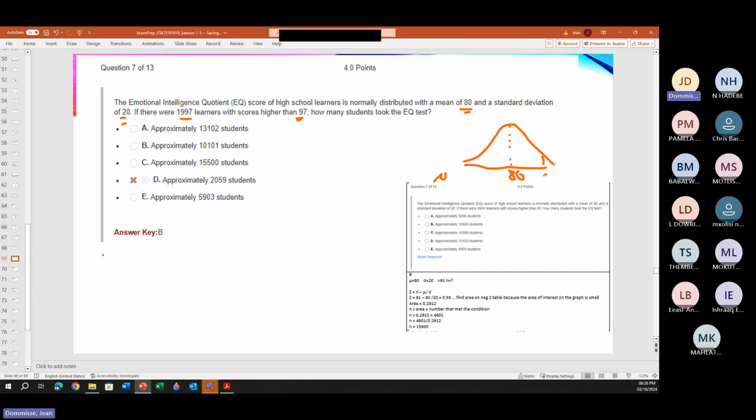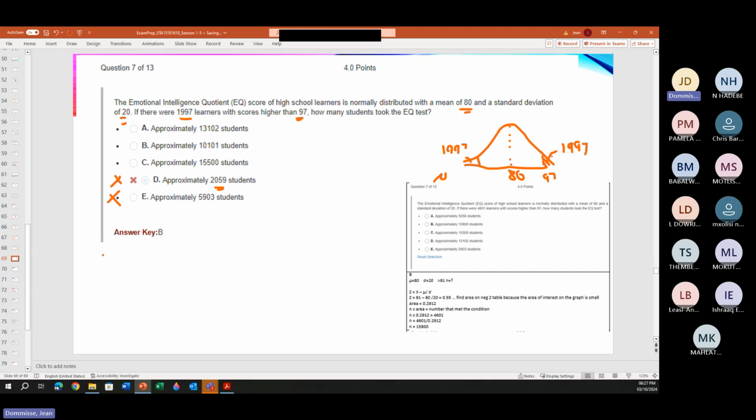97 will be somewhere here. And then if I say there were 1997 learners higher than 97, that already tells me I should look at this 97, so on this side, there will be 1997. So just by adding those two, I'm around 4,000 already. So that is not going to be one of my answers, and that probably is also not going to be one of my answers. So my answer will probably be that number times 6 or 7.